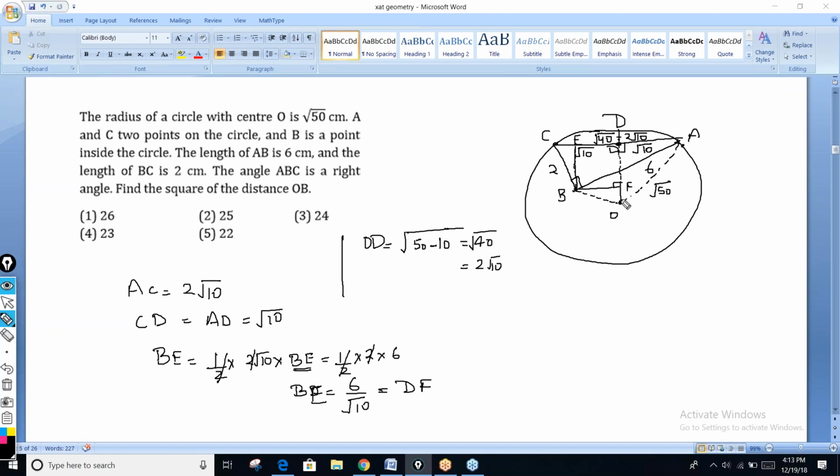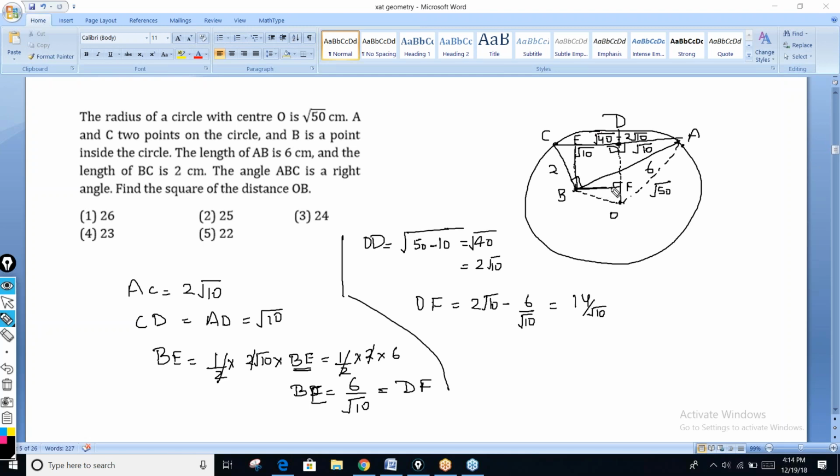So if OD is 2 root 10 and DF is 6 upon root 10, can you tell me the value of OF? We get the value of OF. If I subtract 2 root 10 minus 6 upon root 10, I'll get the length of OF. The complete length we know, OD we know, DF we know. So if I subtract OD minus DF, I'll get the length of OF. So that is 20 minus 6, 14 upon root 10. That is OF. So you get OF, we need to find OB.